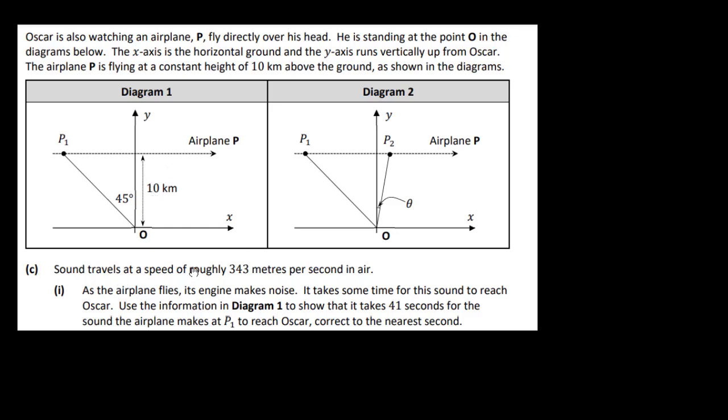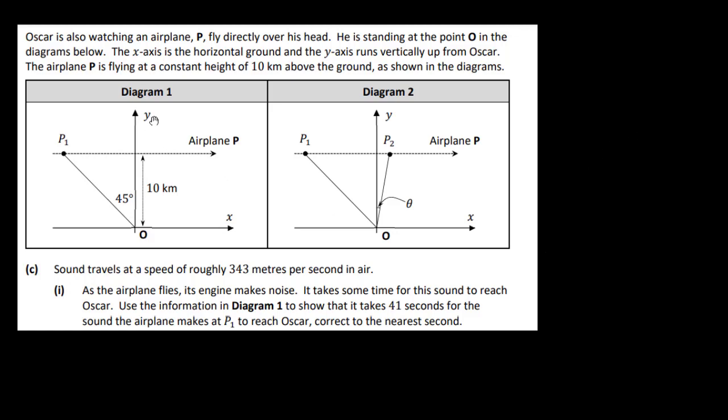Okay, sound travels roughly at a speed of 343 meters per second in air. As the airplane flies, its engine makes a noise. It takes some time for the sound to reach Oscar. Use the information in diagram 1 to show that it takes 41 seconds for the sound the airplane makes at P1 to reach Oscar correct to the nearest second.